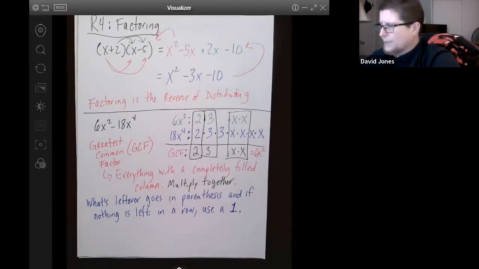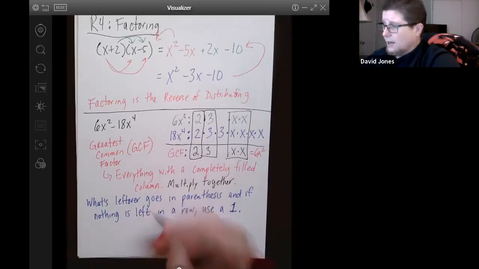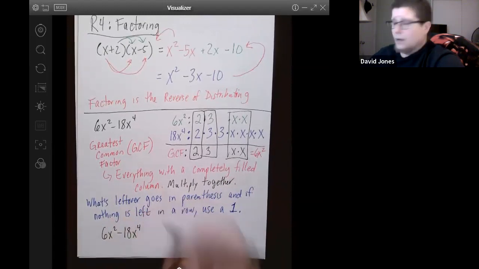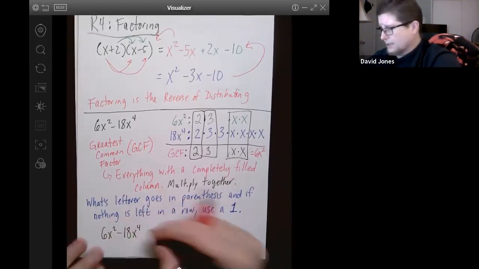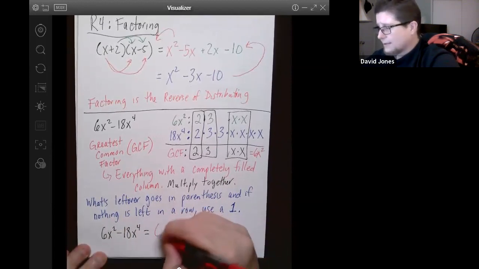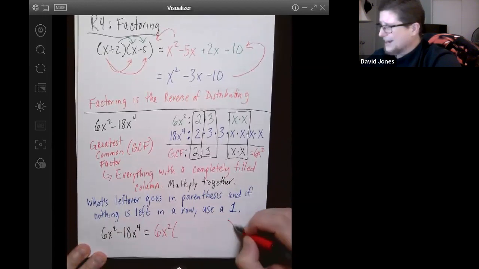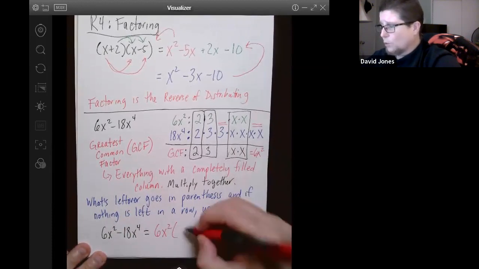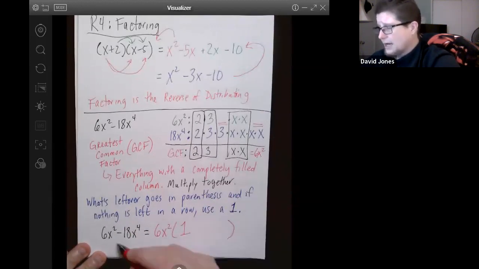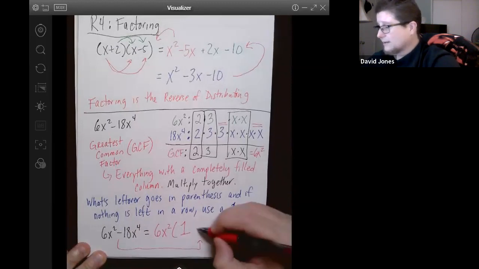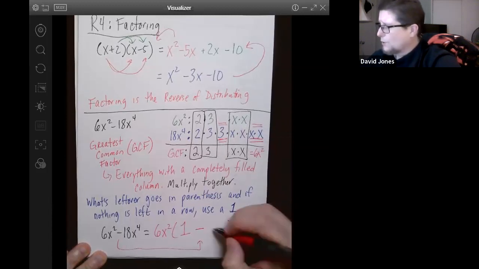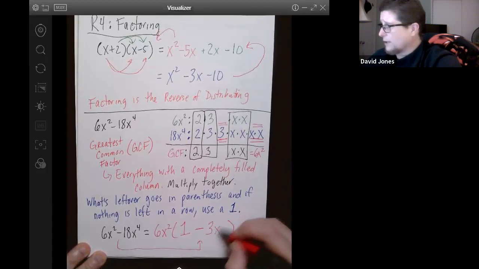So what we do is we take our GCF and write it on the outside. My GCF was 6x squared. Let me rewrite the whole problem that we're looking at. I'm going to take my GCF and write it on the outside, and whatever I have left over goes in parentheses. I've got nothing in the top row, so I'm going to put a 1. Then I'm going to use the minus sign. The sign's got to be in there. And then I've got a 3 and x and an x. So 3 times x is x squared.